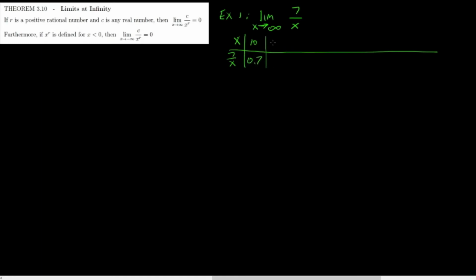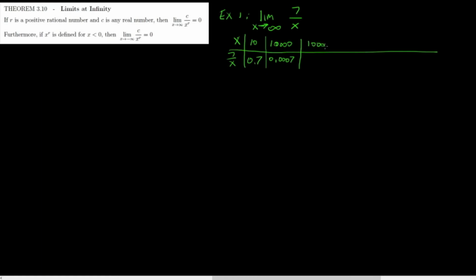So let's get bigger. You can do 100 or 1,000, but let's make it a lot bigger. Let's make it 10,000. So you have 7 divided by 10,000, which is 0.0007. Did I have enough zeros? So it's 10, 100, 1,000, 10,000. Yep, I think I have the right number of zeros. And you can see that this is a fairly small number.